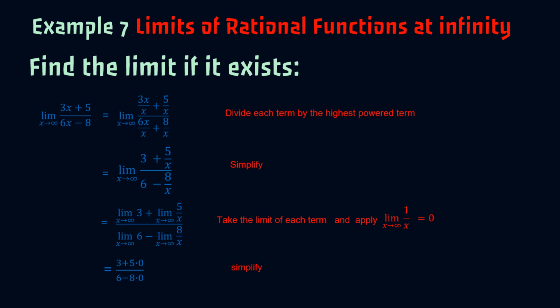Then I simplify this expression: 3 plus 5 times 0 will be 3, over 6 minus 8 times 0, which is 0, so 6 minus 0 is 6. So 3 over 6, and 3 over 6 is 1/2.